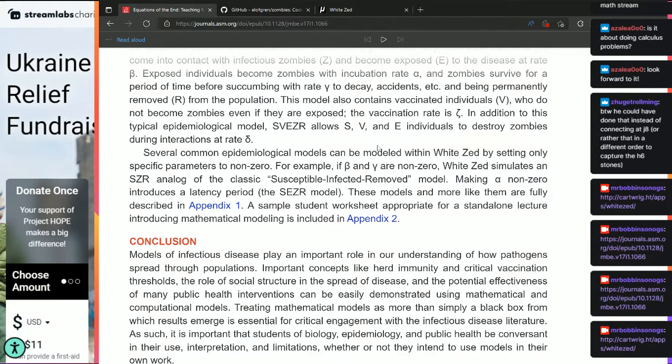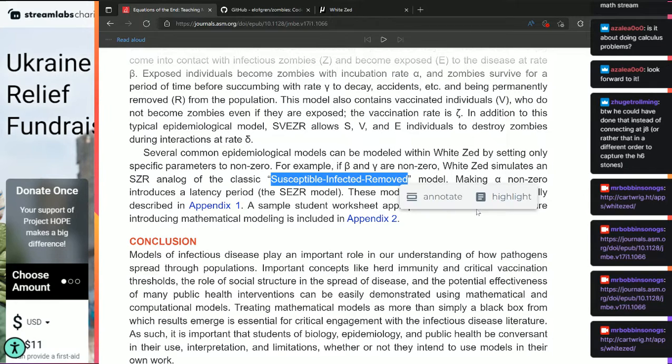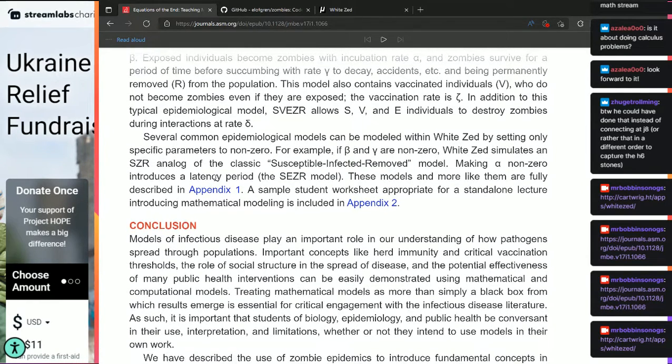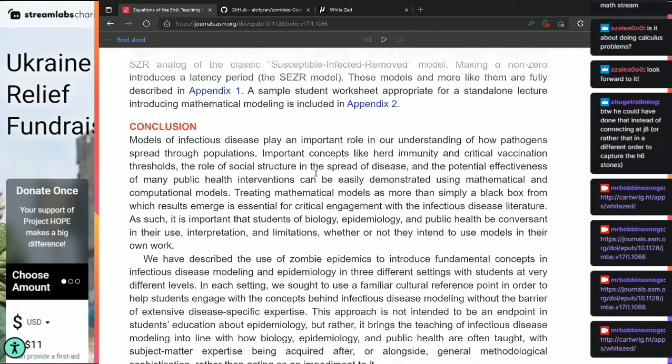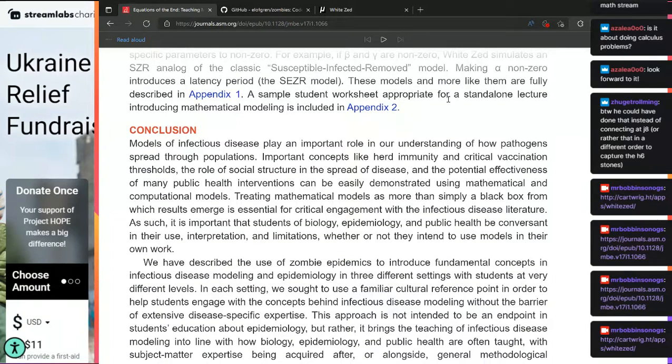Several common epidemiological models can be modeled within White Z by setting only specific parameters to non-zero. For example, if beta and gamma are non-zero, White Z simulates an SZR analog of the classic susceptible infection removed model. Making alpha non-zero introduces a latency period, SEZR. These models and more like them are fully described in Appendix 1. A sample student worksheet appropriate for a standalone lecture introducing mathematical modeling is provided in Appendix 2.